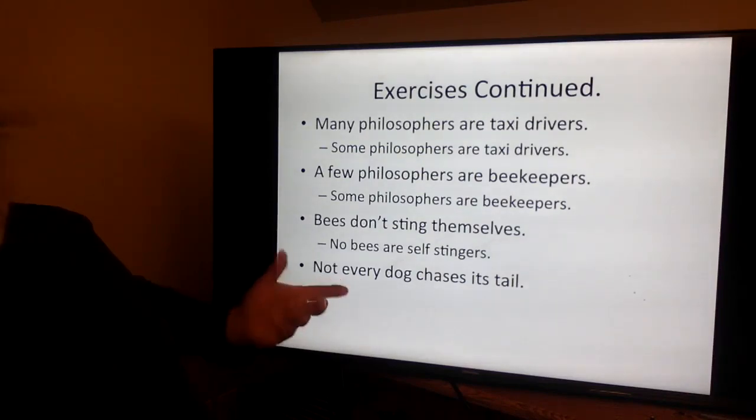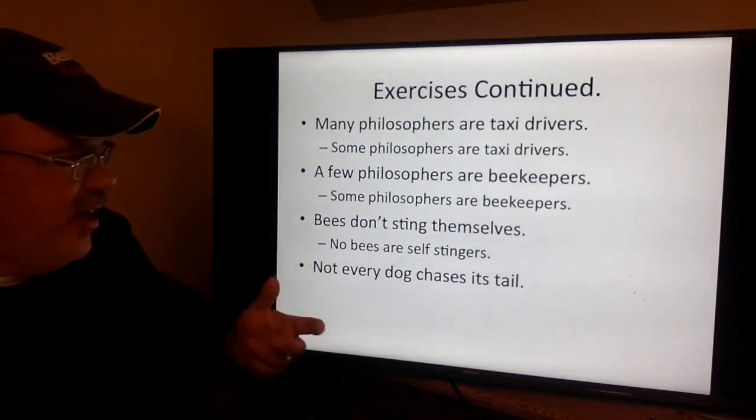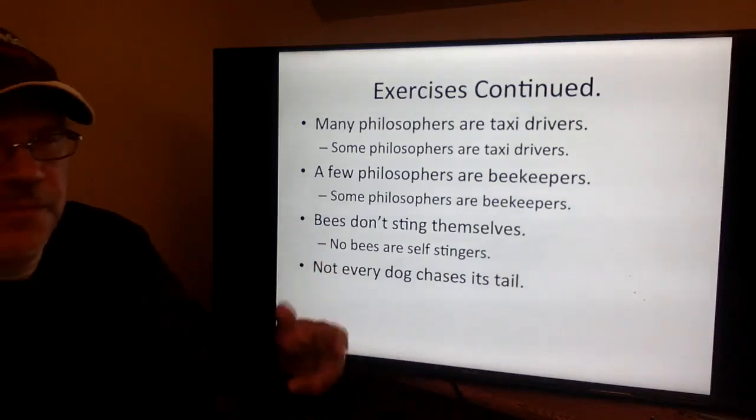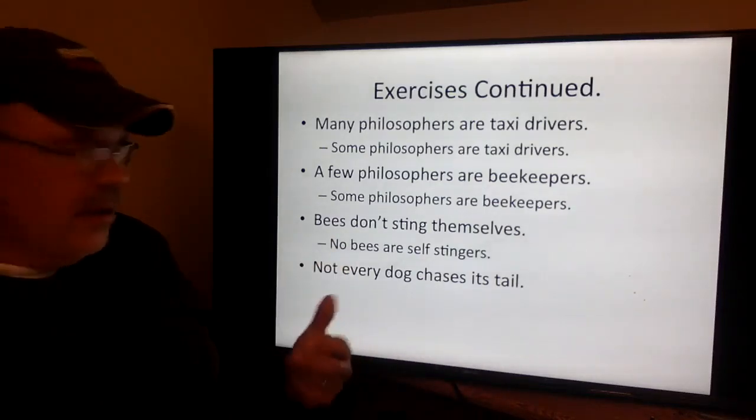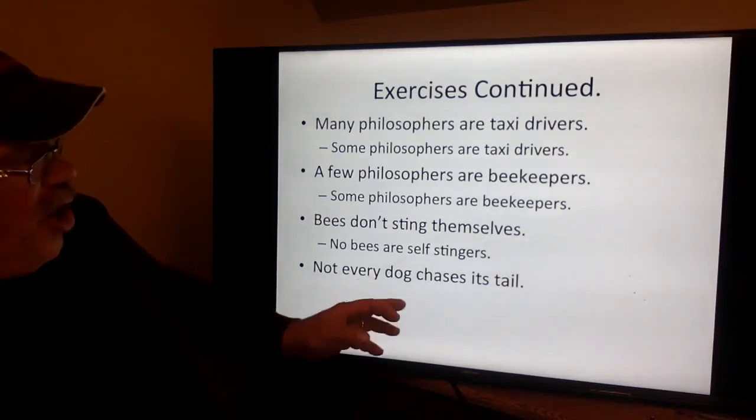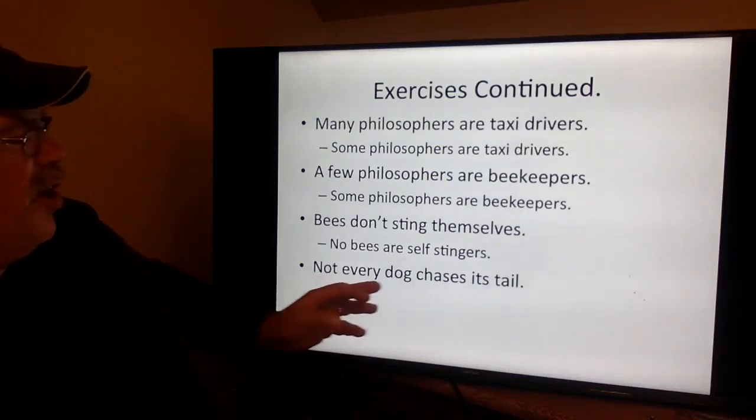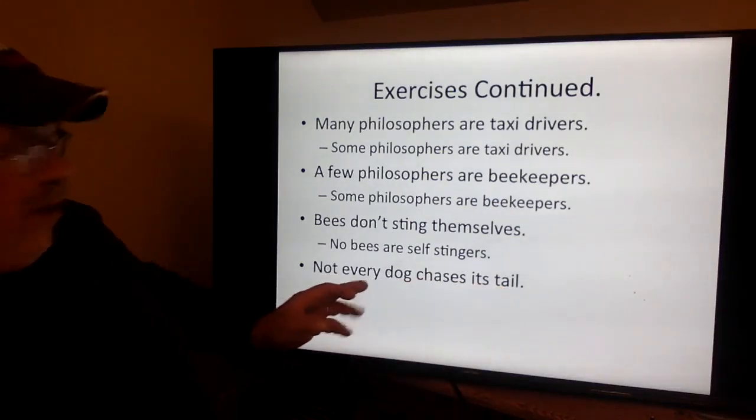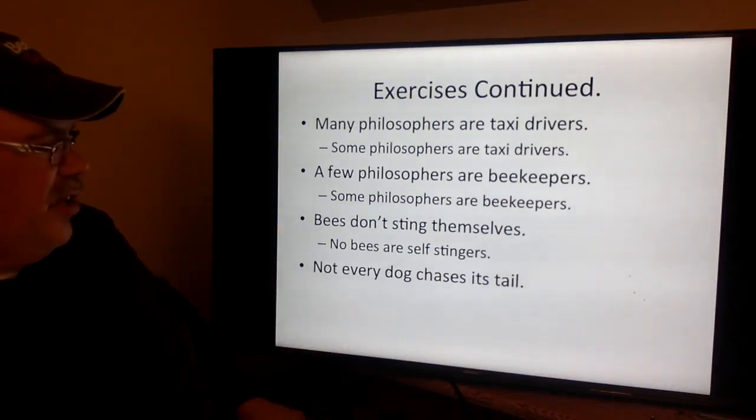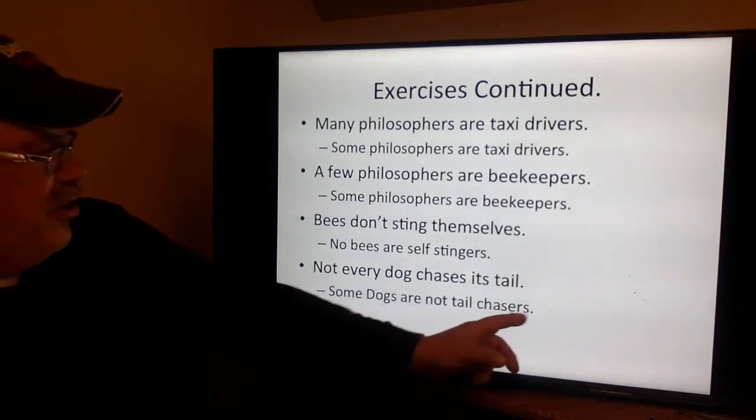So I think a reasonable interpretation here, remember, we're going to keep that principle of charity in hand. If you said no dog chases their tails, then I think you'd introduce an obvious falsehood. So try to avoid that. So some dogs are not tail chasers, right? Because this is consistent with there's only one dog that doesn't chase its tail. Not every. All you need for that to be true is one non-tail-chasing dog. So some dogs are not tail chasers.